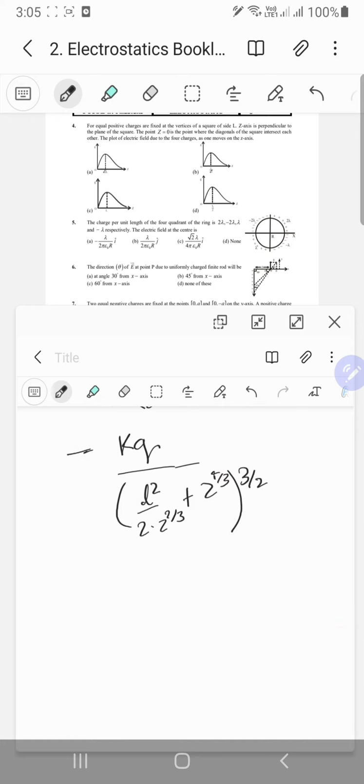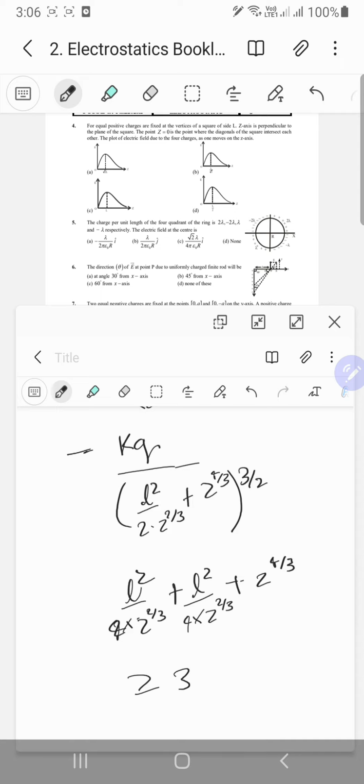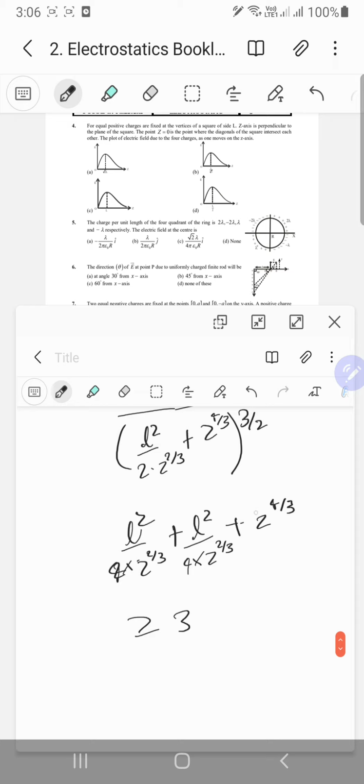So in order to use that AM-GM thing, we need to first of all break it down. So it's going to be L squared upon 2, we just want, well, yeah, that will work. So L squared upon 4 into z power 2 by 3 plus L squared upon 4 into z power 2 by 3 once again plus z power 4 by 3, correct? So this will be bigger than or equal to 3 times the cube root. Yeah, you get it. So this will just cancel out and you get some value.